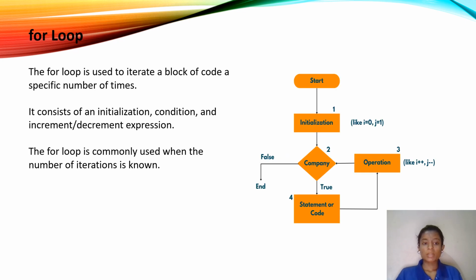For loop. The for loop is used to iterate a block of code a specific number of times. It consists of an initialization, condition, and increment or decrement expressions. The for loop is commonly used when the number of iterations is known.